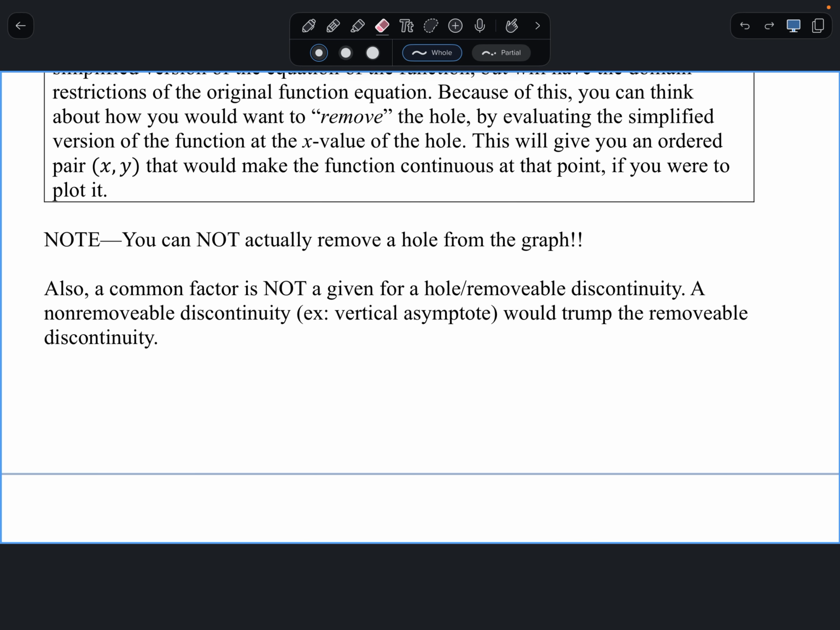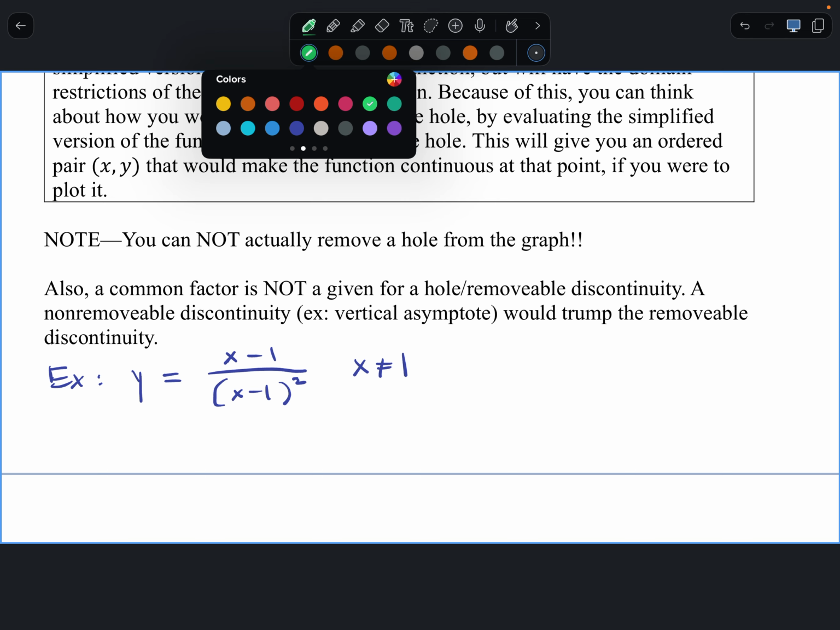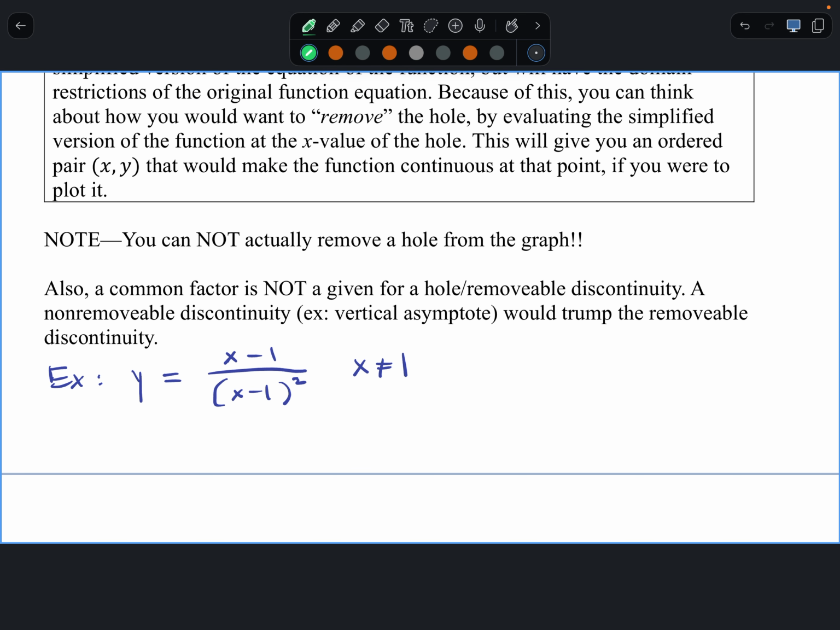And I'll give you an example. So if we had something like y equals x minus 1 over x minus 1 squared, where just looking at the rule here, you're like, x can't be equal to 1 is the only domain restriction, right? And we have a common factor. So a lot of students want to be like, oh, there's a common factor that cancels. That must mean it's a hole.